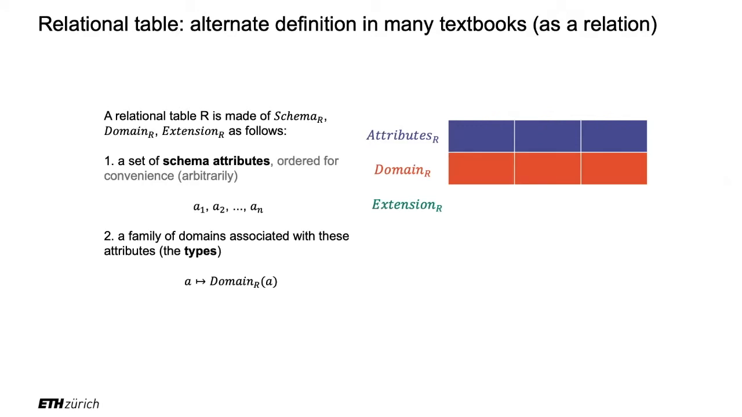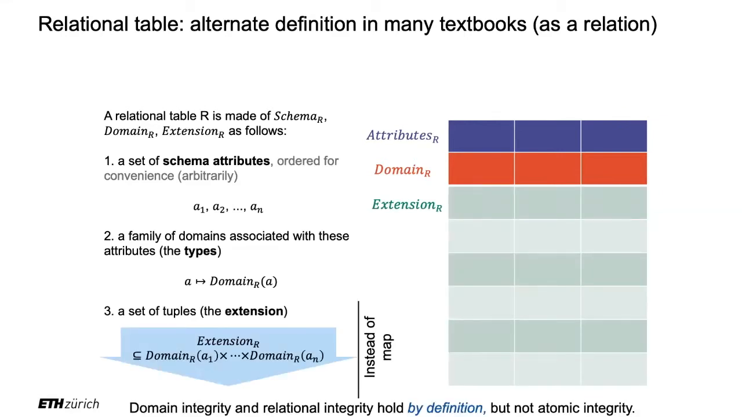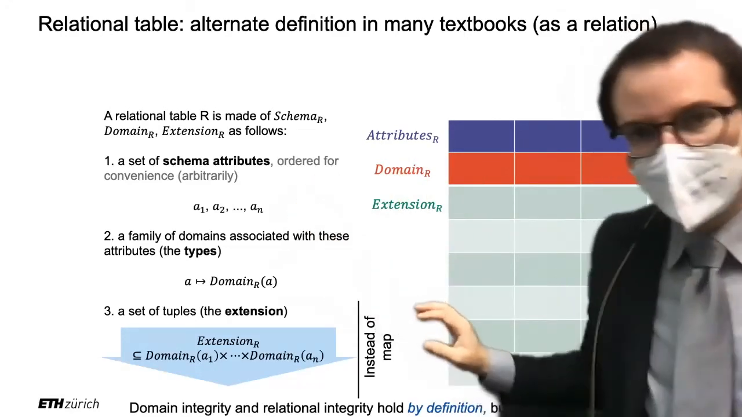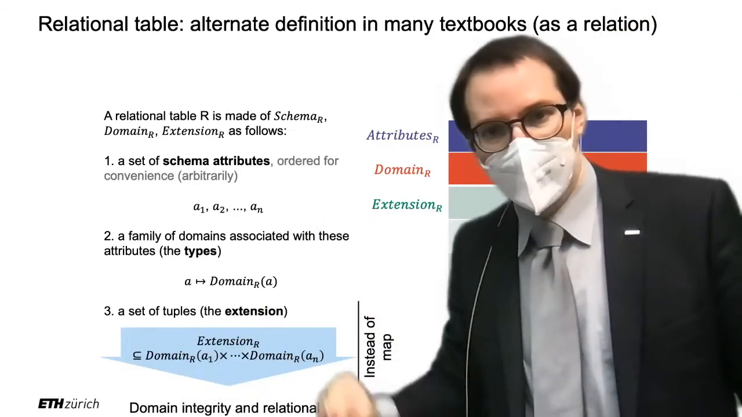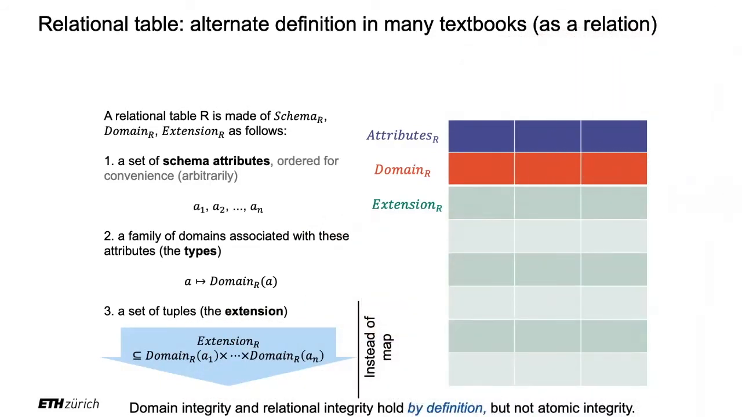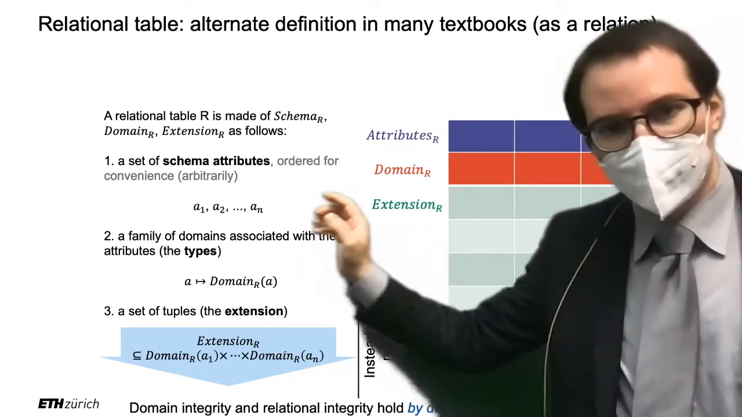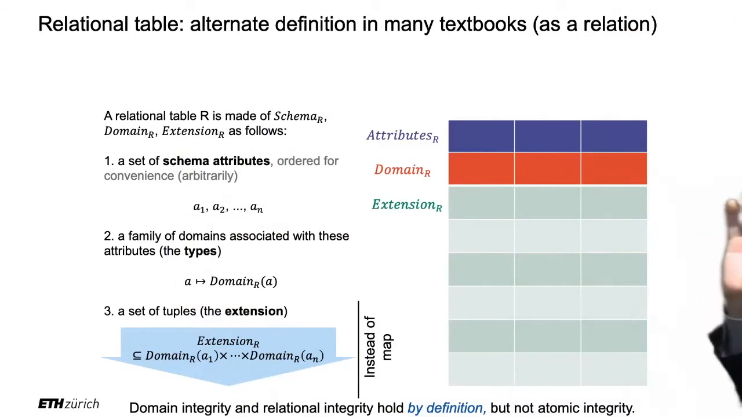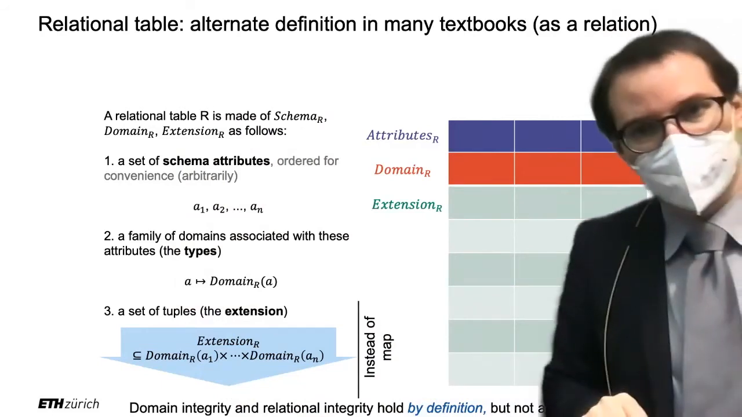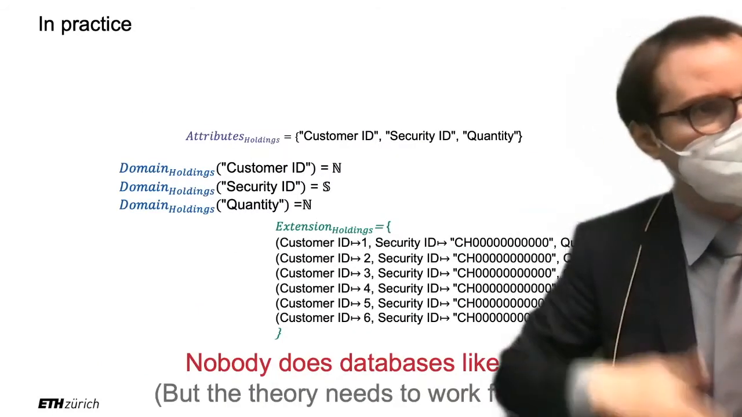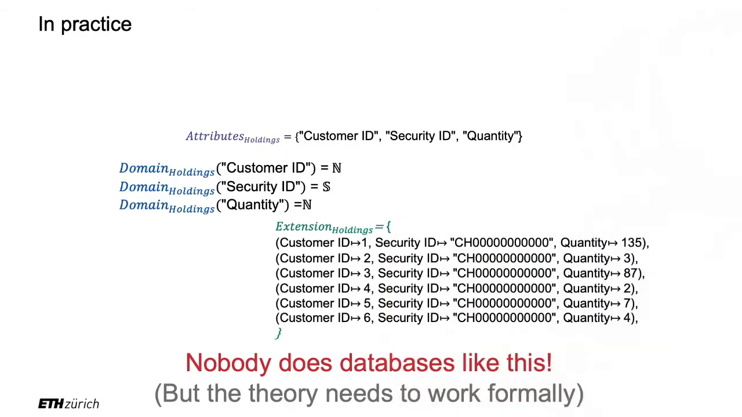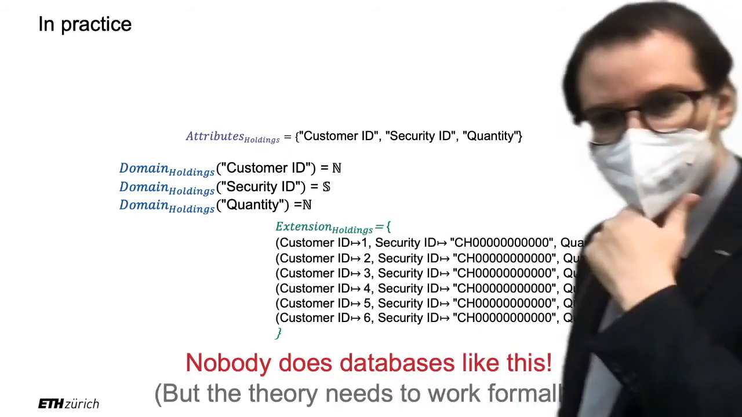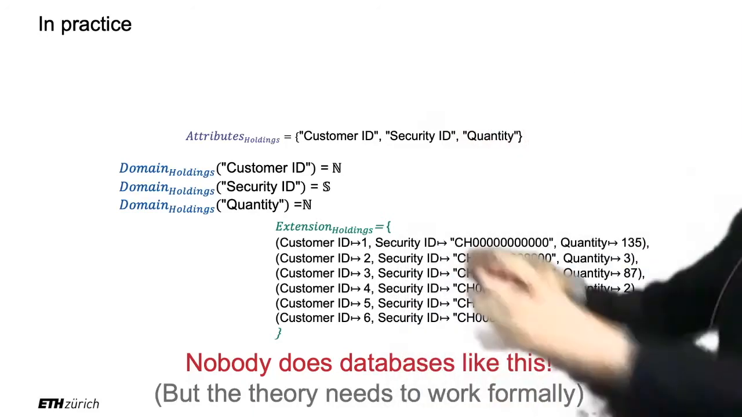So in textbooks, the way you do it is that you say, okay, this is my schema with my attributes and my domains, and then you define the data as a relation over the domains. If you do it in that way, you get for free relational integrity and domain integrity by definition. You get that for free in there. In the second definition, you have to add it on top as additional constraints if you define it as sets of maps. Okay, so we did a lot of math.